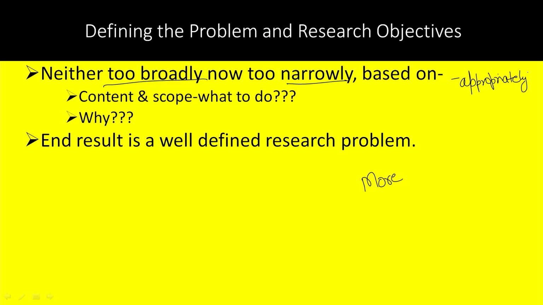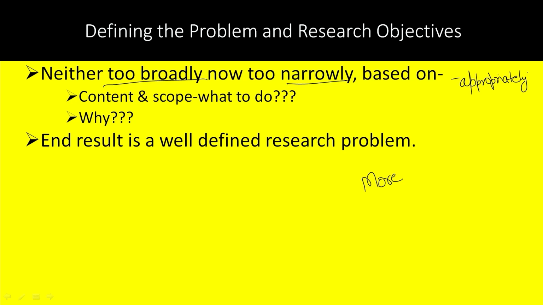So the problem definition should be based on what is to be done, that is the content required, and why it is to be done, that is what are the decisions which the management wants to take. Based on that decision which the management wants to take, we decide the data to be collected, that is the content required, and why it is to be done, that is what are the decisions which the management wants to take after the research.